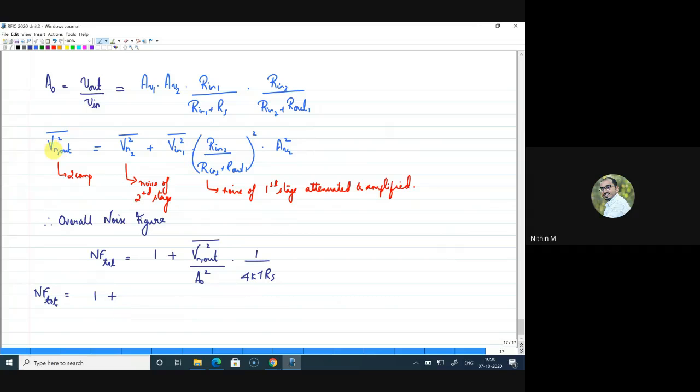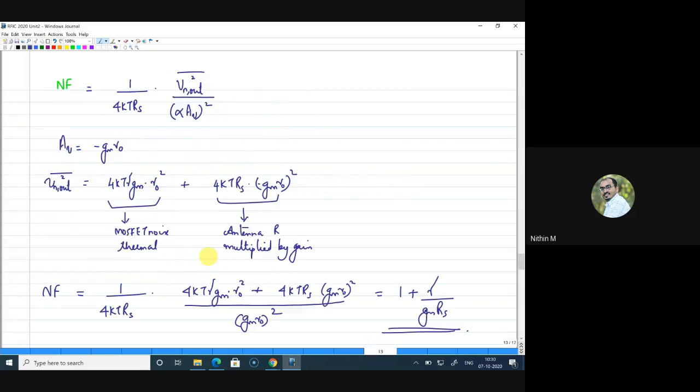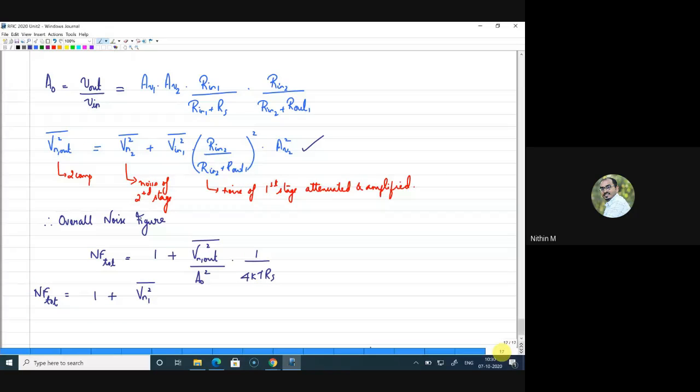So what you have to do is, you have to put this equation for Vn out square over here, then you will get two components there. You also can try along with me. So Vn out square is having two components, right? One is Vn2 square. So that will have the entire A naught square and 4kTRs with it. But along with Vn1 square bar, you have to cancel this AV2 square and the Rin2 by Rin2 plus Rout1, the whole square term, because the A naught in the denominator is basically this. So you have to plug this in over there and then cancel the term.